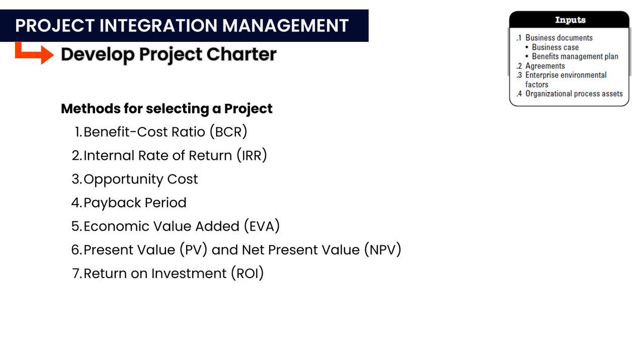Return on investment, ROI. ROI expresses the profitability of an investment as a percentage. For example, if an investment of $1 million yields $1.1 million, the ROI is 10%. Higher ROI indicates better returns relative to the costs. Each method has its strengths and limitations. Often these techniques are used together to provide a comprehensive evaluation of a project's financial and strategic value.